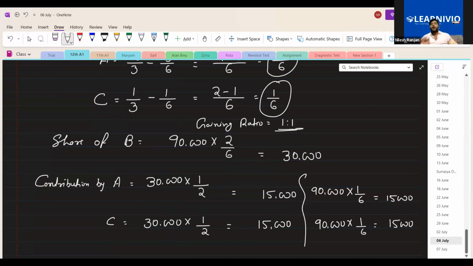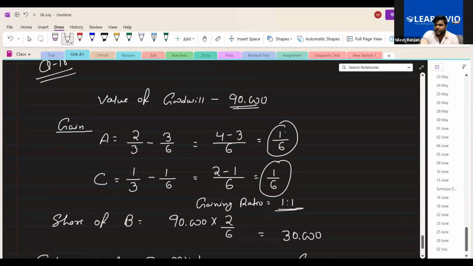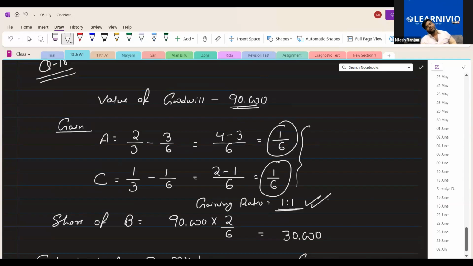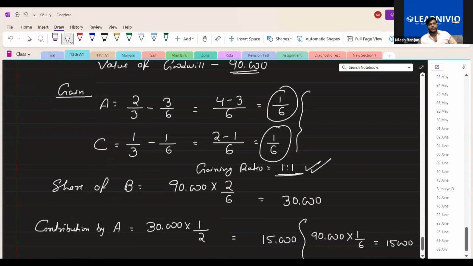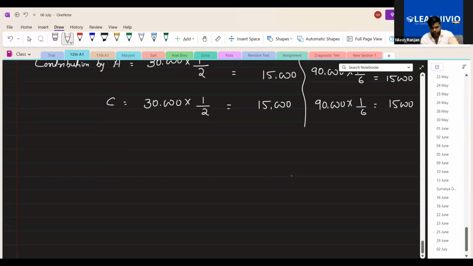If you are using the share of the retiring partner, then you have to use the gaining ratio. And if you are using the total amount of goodwill of the firm, then you have to use the gain that you have calculated. This is gain, and this is gaining ratio. So you can write it in the note also.